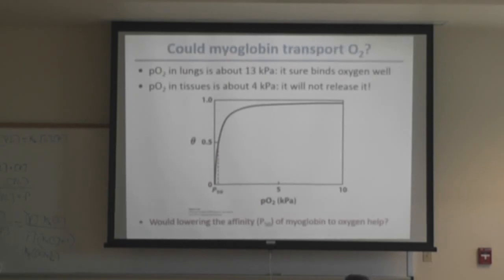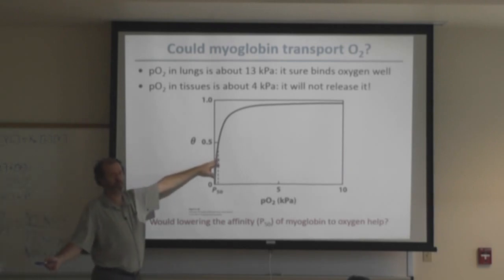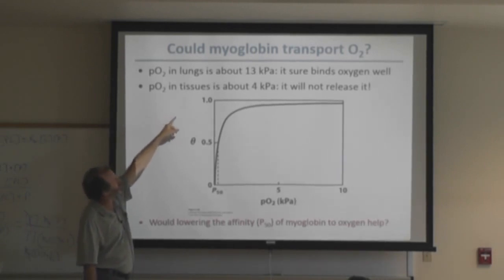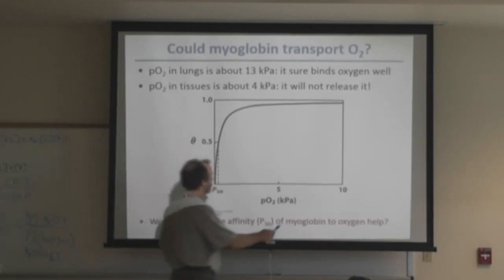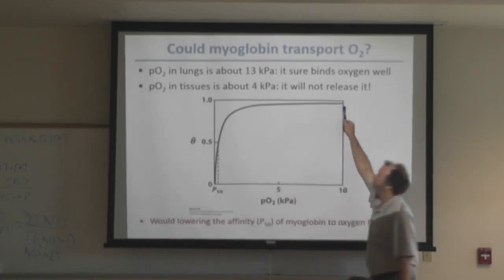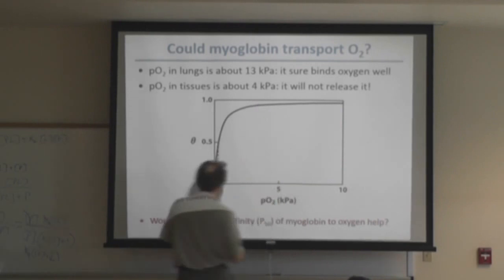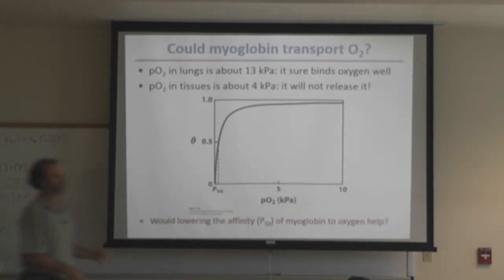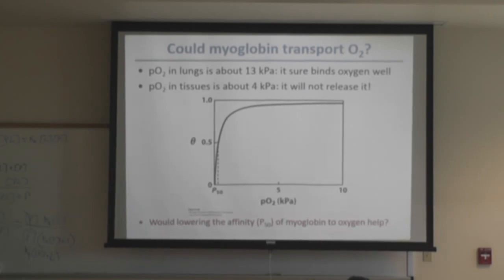Again, this is what the binding affinity for myoglobin looks like, and could it be used as a transport molecule? If you look, in the lungs the pressure is about 13 kilopascals, so it certainly could get saturated with oxygen in the lungs. But the partial pressure of oxygen in the tissues is only about 4. So myoglobin is still going to be saturated in the tissues, right? So it wouldn't be able to drop off any of that oxygen it picked up in the lungs to the tissues where it would be needed for metabolism.